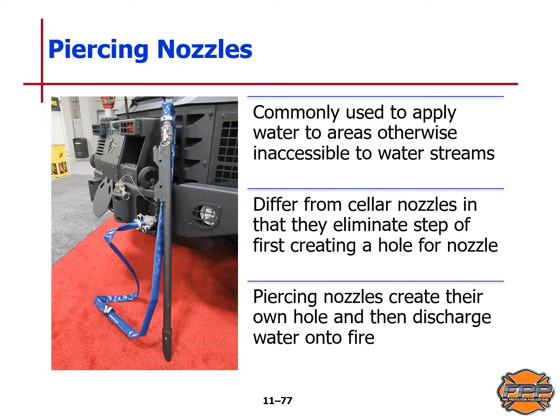Piercing nozzles are commonly used to apply water to areas otherwise inaccessible to water streams. They differ from cellar nozzles in that they eliminate the step of first creating a hole for the nozzle. Piercing nozzles create their own hole and then discharge water onto the fire.